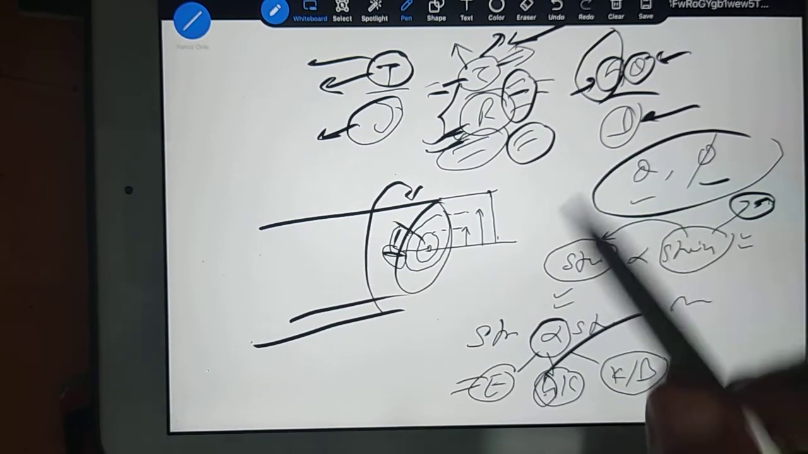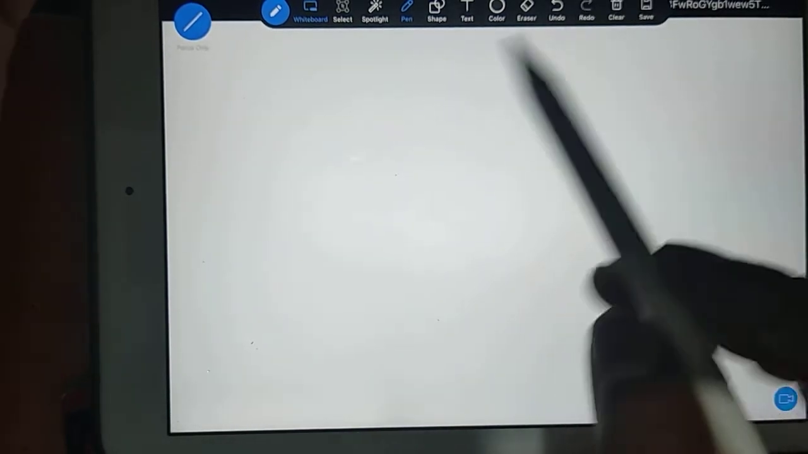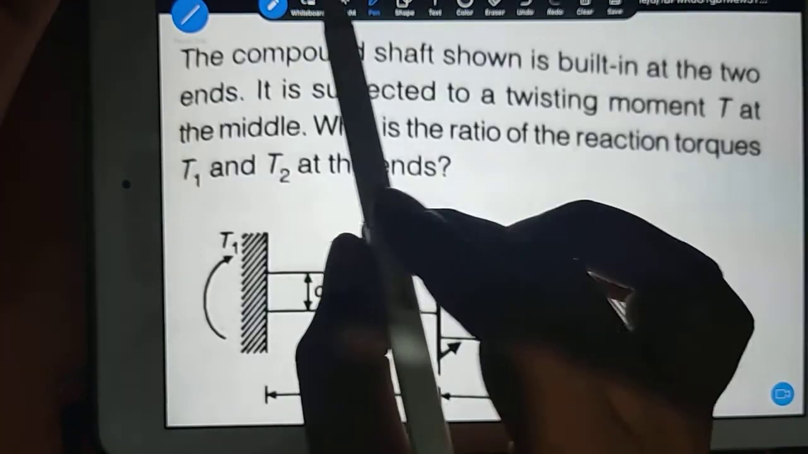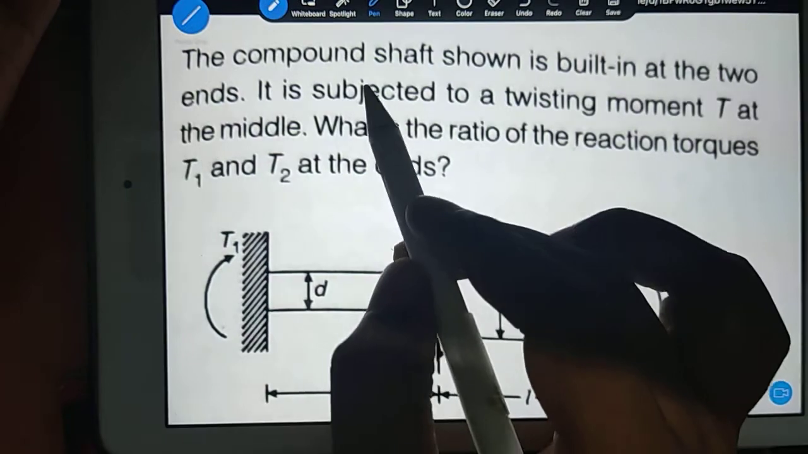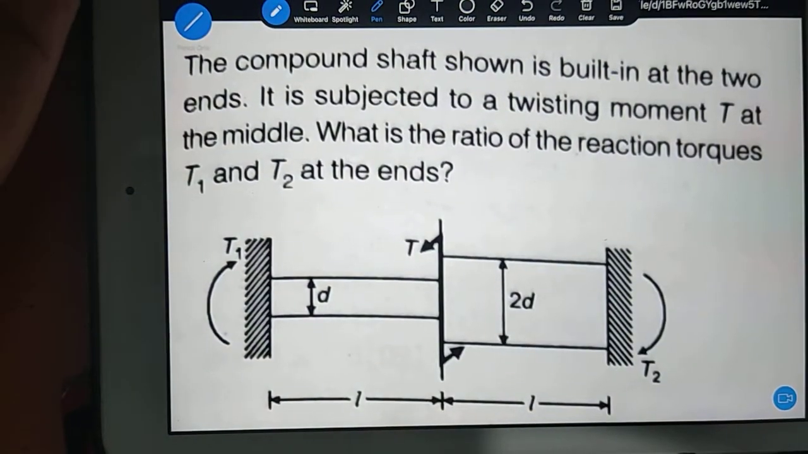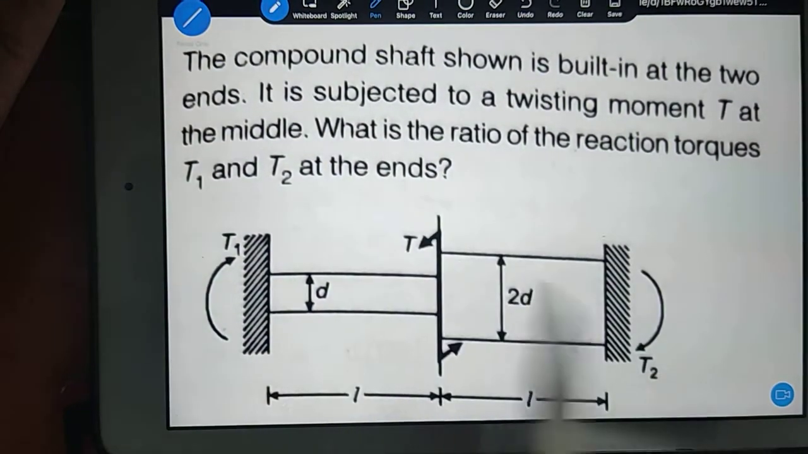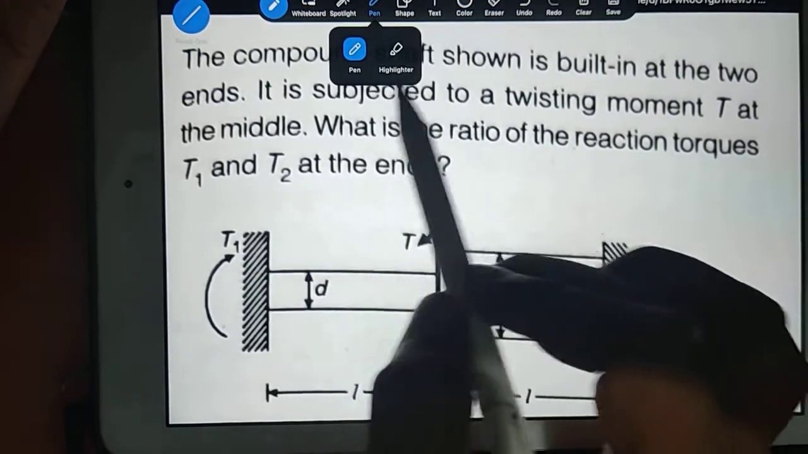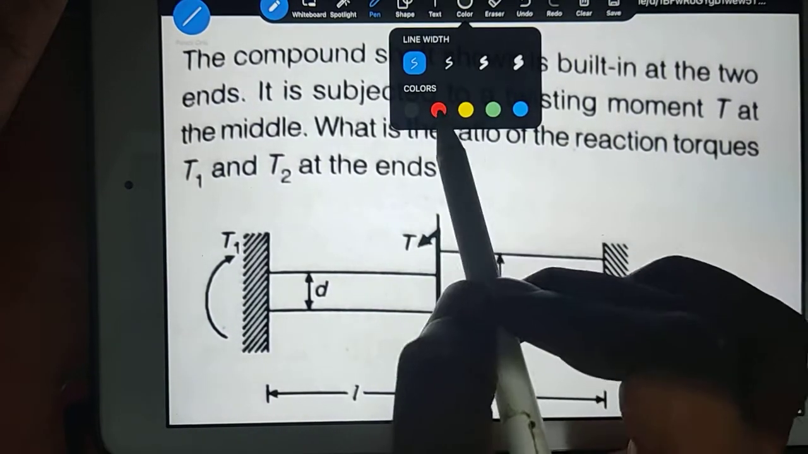Now I will take my first example, a very selected problem from GATE mechanical. I will read the question first. I'll change the color.